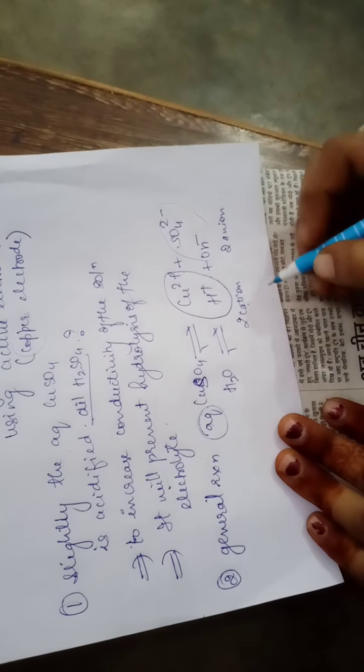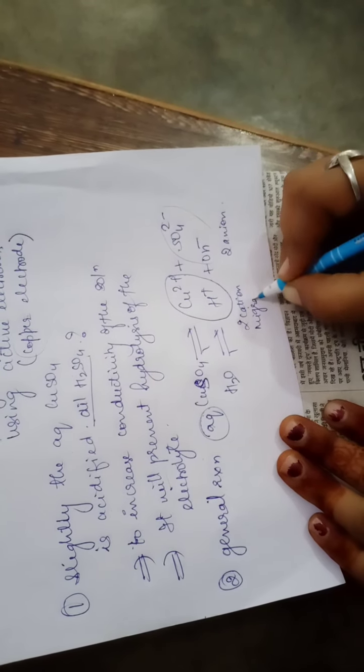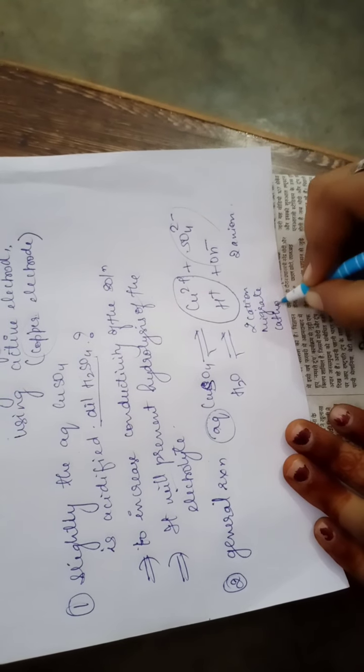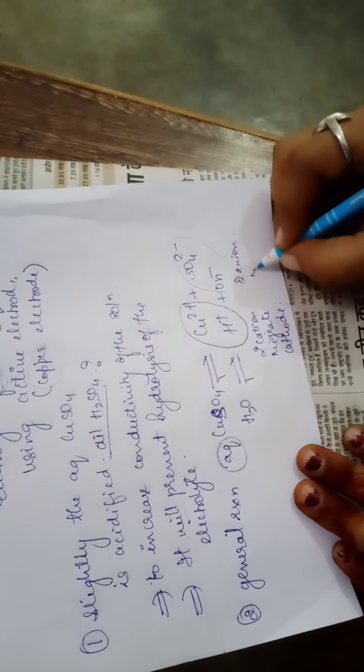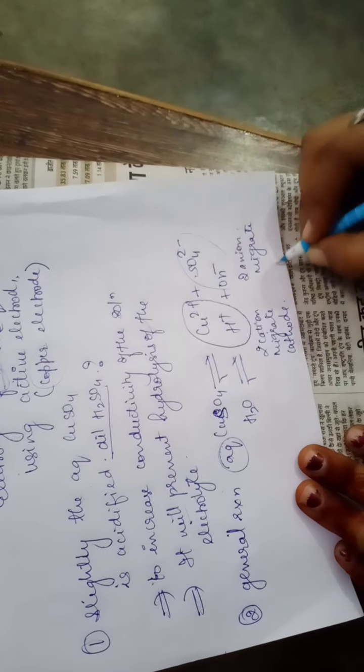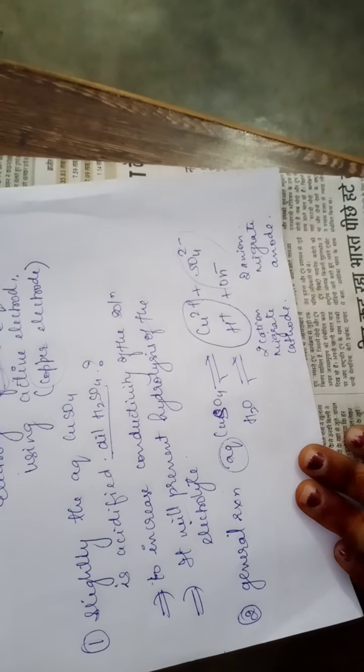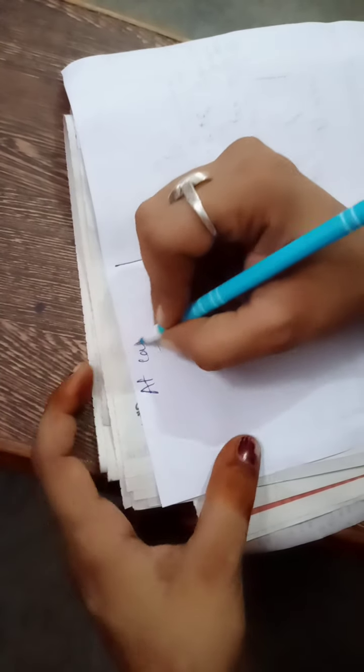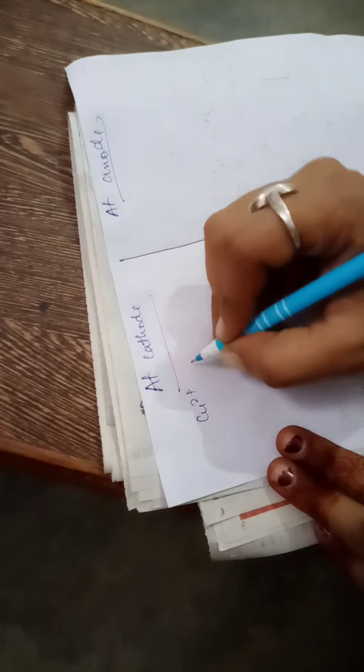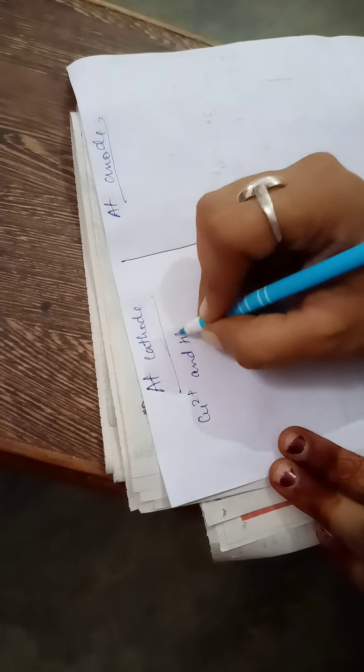Cation will migrate to the cathode and anion will migrate to the anode. So here, what will happen at the cathode and at the anode? What could be the possibility? At the cathode, who will migrate? Cations, Cu2+ and H+ ions will migrate.